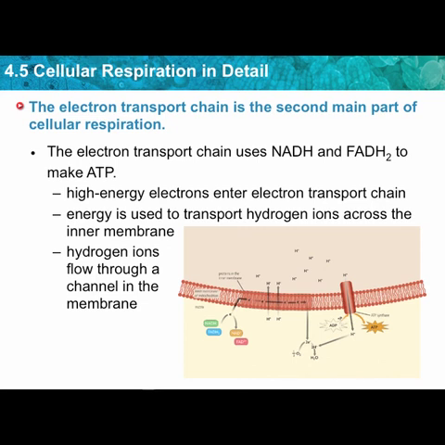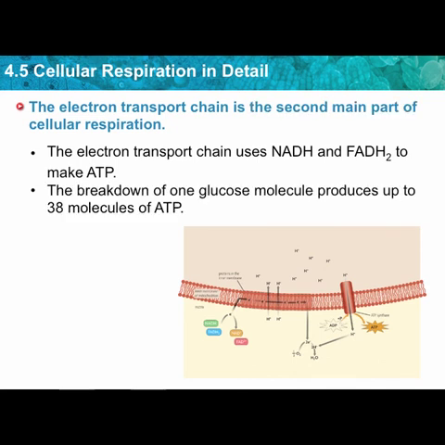In the process, water's given off. So the products of all of this are carbon dioxide from the first part, and now in the electron transport chain we get ATP, the energy of life, going off to help with the chemical reactions of life, and water. Electron transport chain uses NADH and FADH2 to make ATP. So an overview here, the breakdown of one glucose molecule produces up to 38 molecules of ATP.